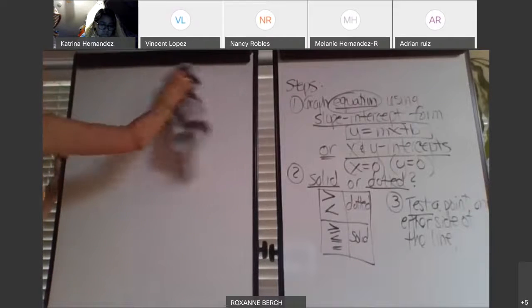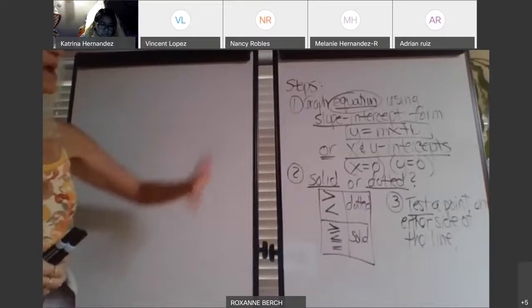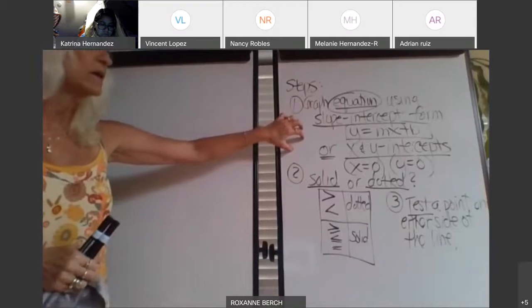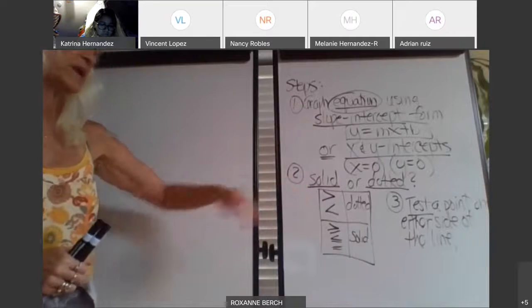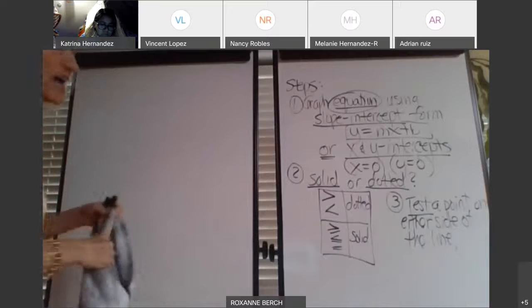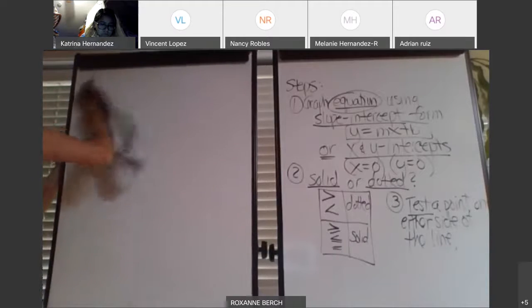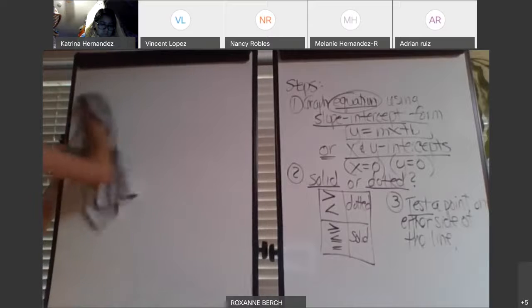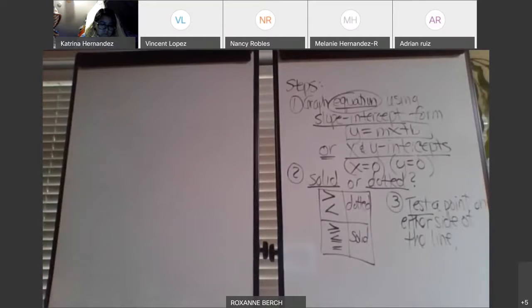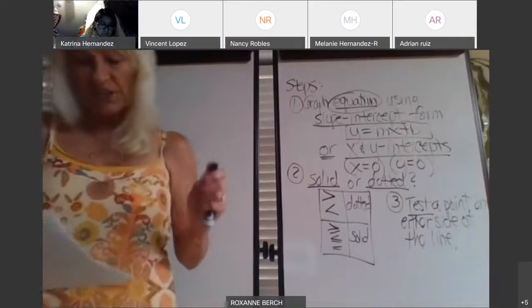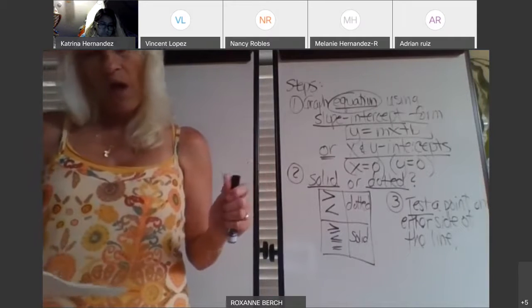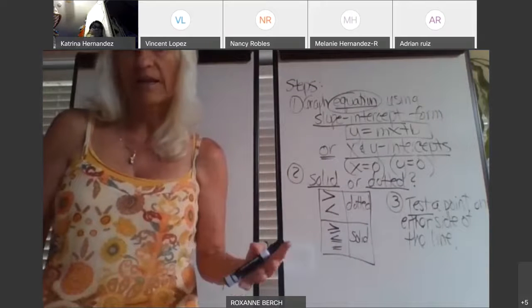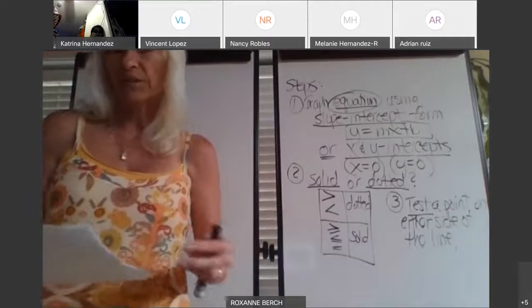So what's new here is not number one. Number one, we've gone over this extensively. What's new is number 2 and 3: deciding if the line is dotted or solid, and shading. And the shading means those are all solutions. Now, there's actually a shade feature on the calculator, but I'd really like you to do this by hand. It is important that you know how to do this by hand.